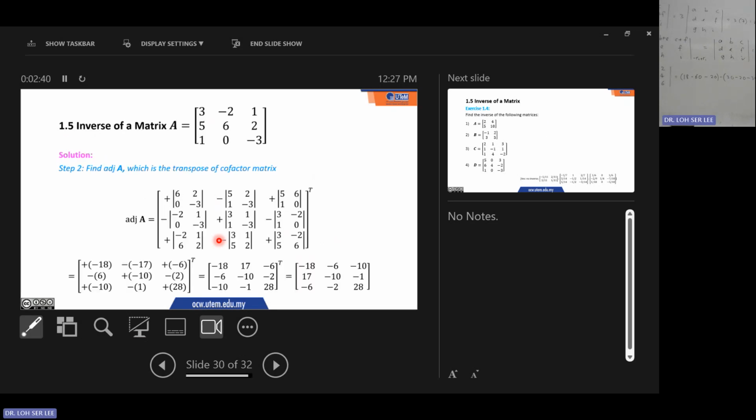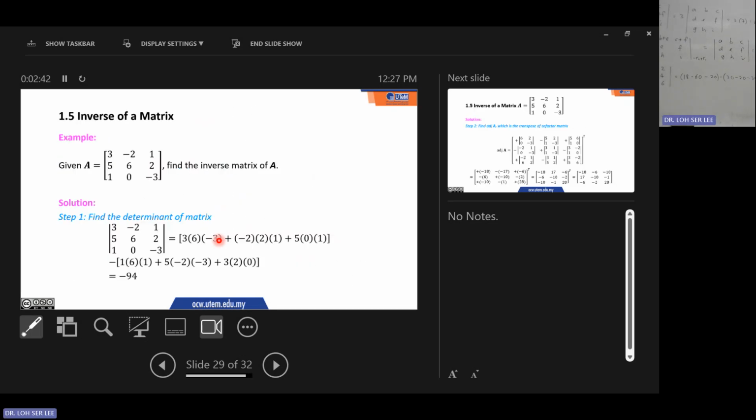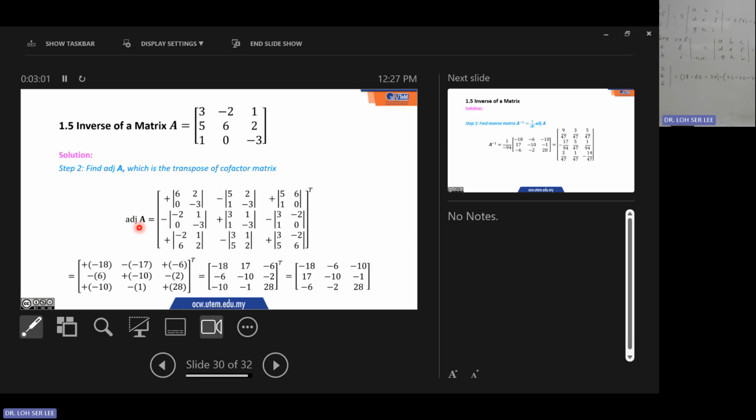So I repeat once again. To get the inverse of a matrix, first of all, find the determinant. If the determinant is non-zero, then only we proceed. If the determinant is 0, you conclude that this matrix A is a singular matrix, so there is no inverse. Since this is non-zero, we proceed to get the adjoint A. The adjoint A is the transpose matrix of the cofactor matrix.